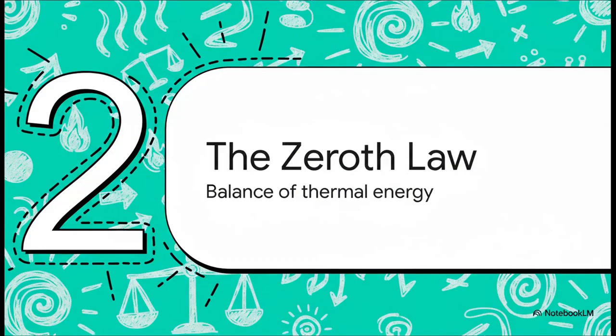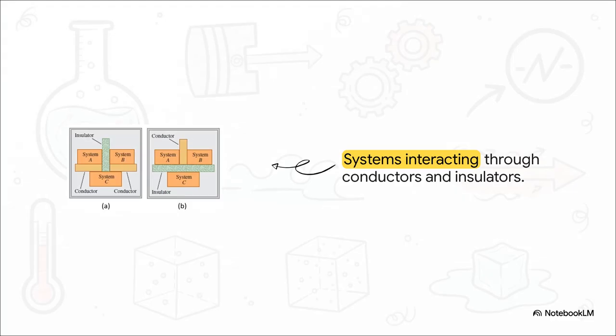Section 2, the Zeroth Law: the balance of thermal energy. Okay, imagine an insulated box containing three distinct systems, A, B, and C. In our first scenario, blocks A and B are separated by an insulator, meaning they absolutely cannot exchange heat directly with each other. But both of them are touching system C below them through a conductor. Give it some time, and A and B will both individually reach thermal equilibrium with C.